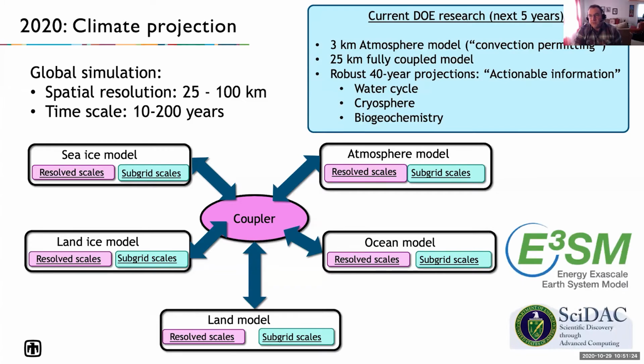In the next 5 years, DOE research is directed at developing a 3 kilometer global atmosphere model that will be coupled to the climate system. At this scale, a 10-year simulation takes a month on the entirety of DOE's Summit machine, which is number two on the Top500 list right now. We're not going to do climate with that model. It's just computationally impossible. What we are going to use it for is, it resolves so many more things that are unresolved in the typical climate models that we want to use it to validate our subgrid parameterizations.